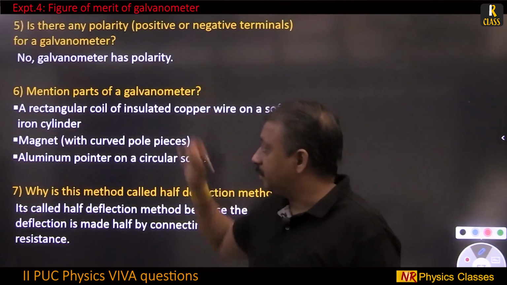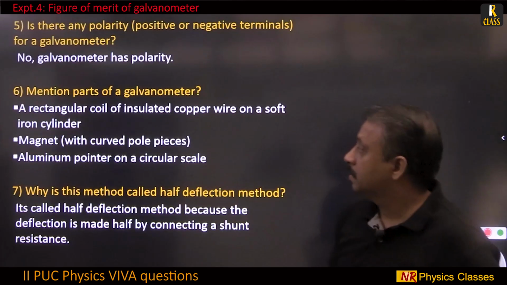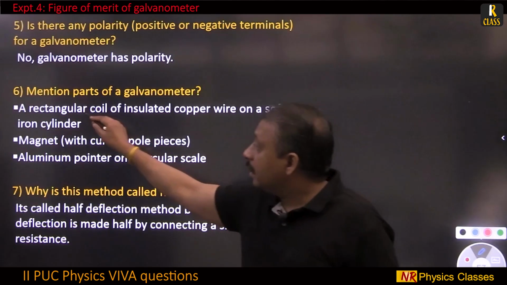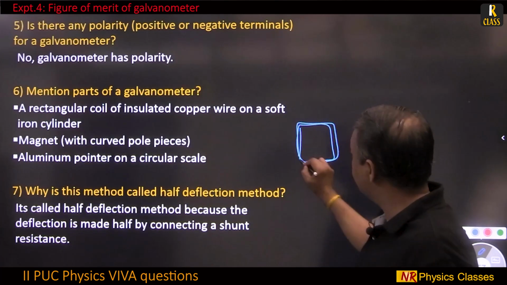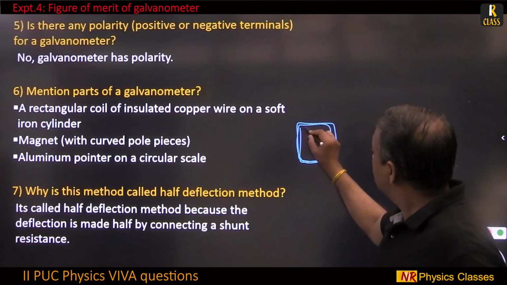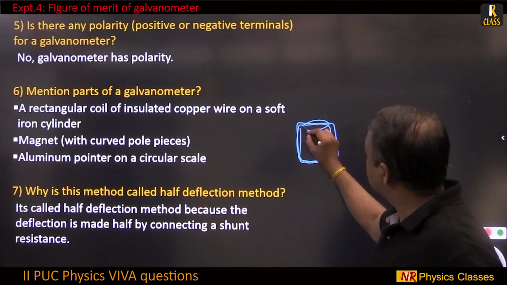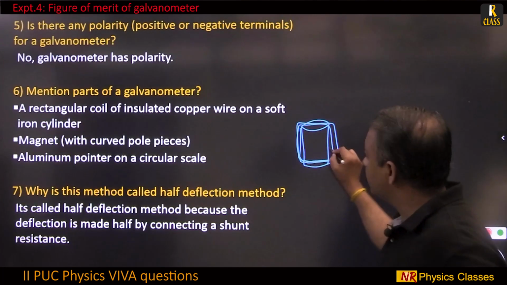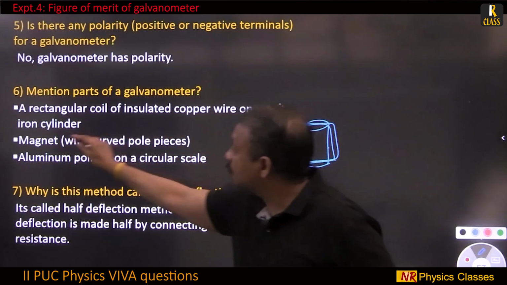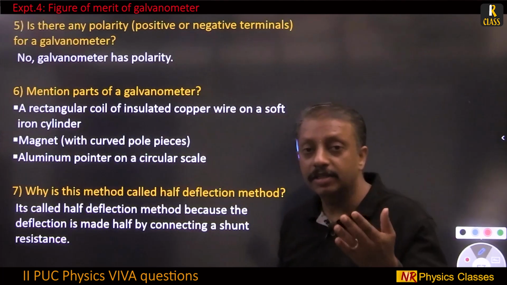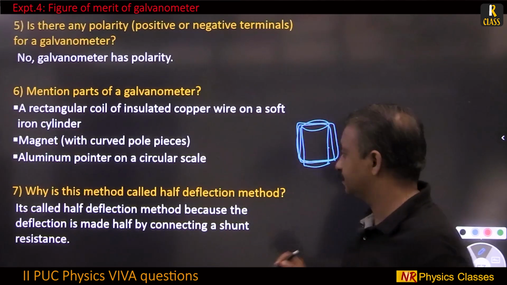Mention parts of a galvanometer. Galvanometer has a rectangular coil of copper wire wound on a cylinder. So this is the cylinder. Rectangular coil of insulated copper wire on a soft iron cylinder. Soft iron is to increase the magnetic flux.